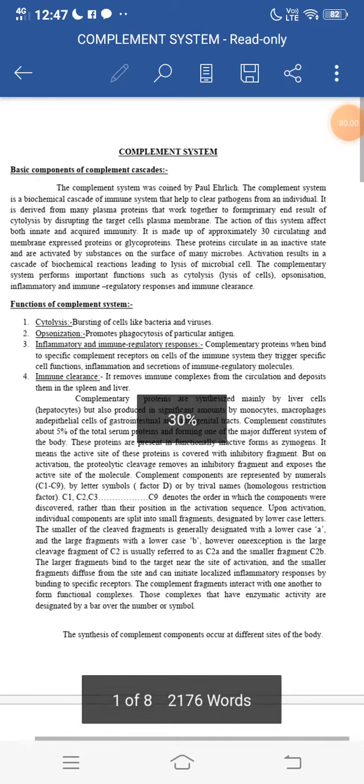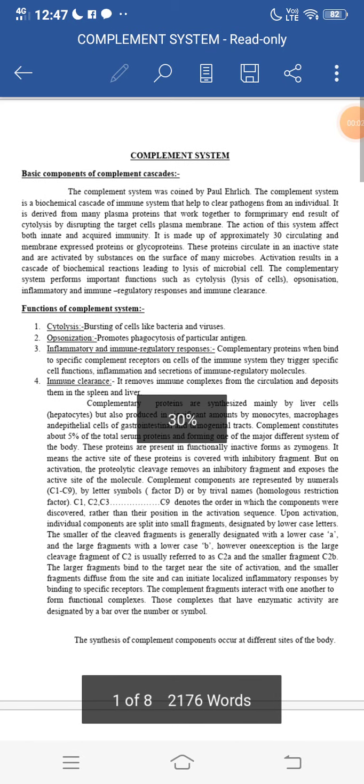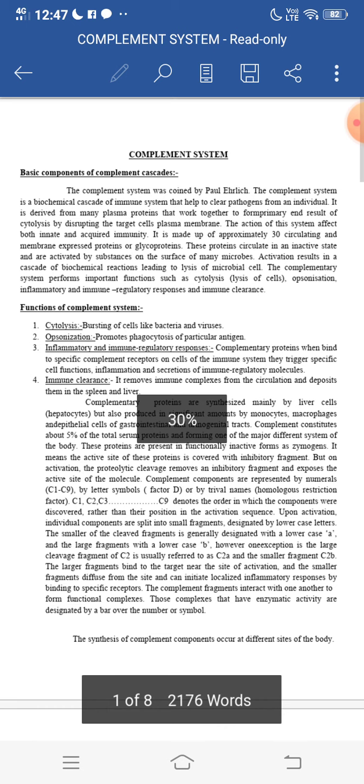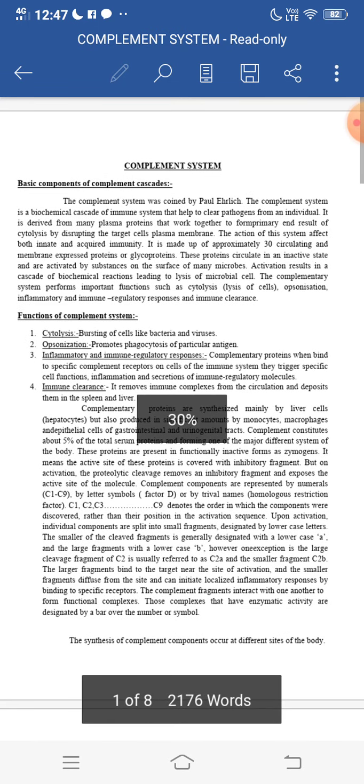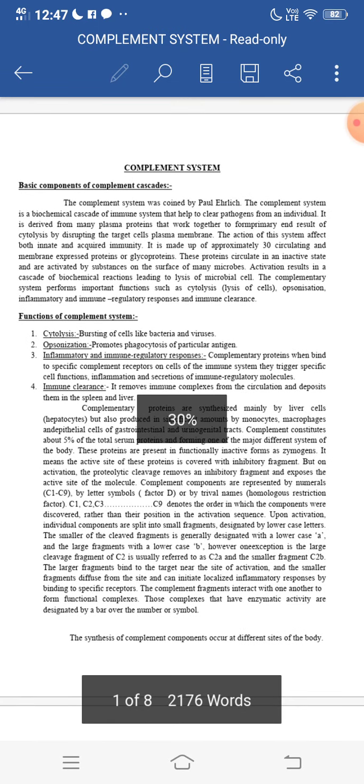Now the third topic in this unit is the complement system. Now what is the complement system? Again, it is a set of proteins, a number of proteins grouped together to form a complement system. So, basic components of the complement cascade. The complement system was studied for the first time by Paul Ehrlich.